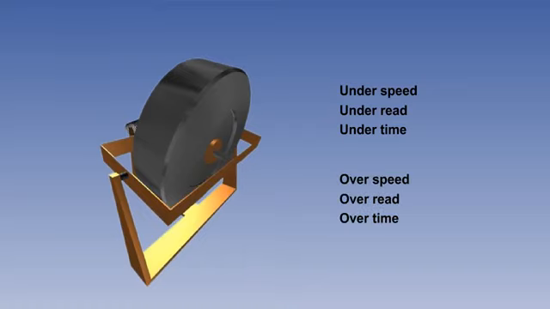On the other hand, if the gyro overspeeds, the opposite will apply, and the instrument will overread the rate of turn. Therefore, the actual rate of turn will be less than indicated. So an overspeed will cause an overread and an overtime turn.